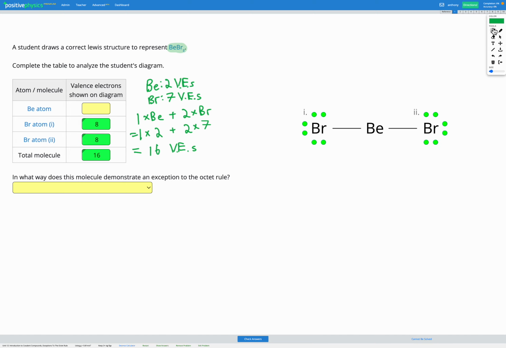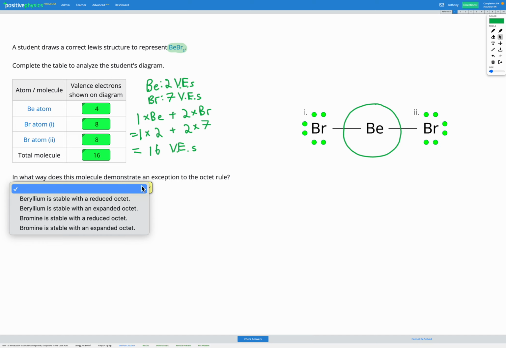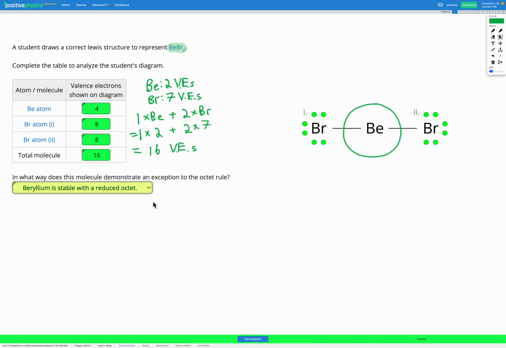Last, let's look at our beryllium atom. Here's beryllium. Now beryllium has 2 covalent bonds and no lone pairs. Each covalent bond provides 2 electrons, so that's a total of 4 electrons on our beryllium atom. Beryllium here seems happy to just have 4 electrons in its valence shell. So we're asked, in what way does this molecule demonstrate an exception to the octet rule? Well, beryllium is the exception, and it seems to be stable with less electrons, so a reduced octet. So instead of 8 electrons, beryllium seems happy just to have 4.